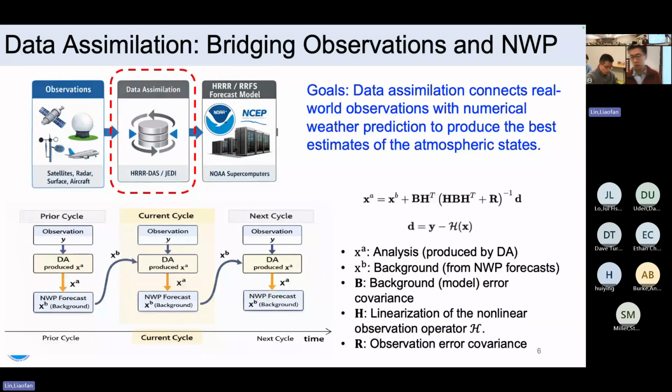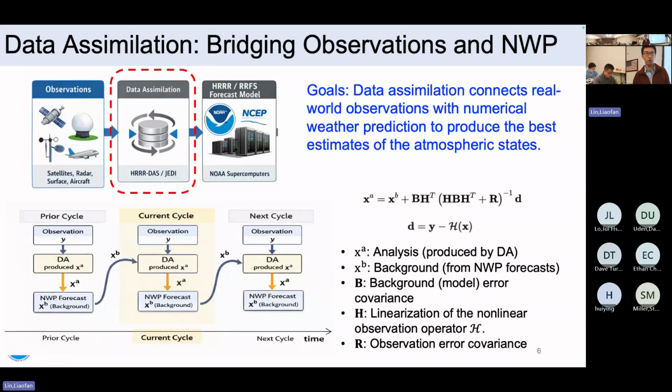And on the right, I am using the most common equation to show how it's calculated. Basically, the analysis is equal to the background plus a correction term. The correction term has several components, including D, which represents the difference between the observations and the simulated model conditions, between model space and observation space. Besides, there are a couple of different covariances that represent the weight, either from the model or from the observation. From the model, we have the background error covariance, B, and we have the observation error covariance, R, which represents the observation uncertainty. So this is the general concept of data assimilation.